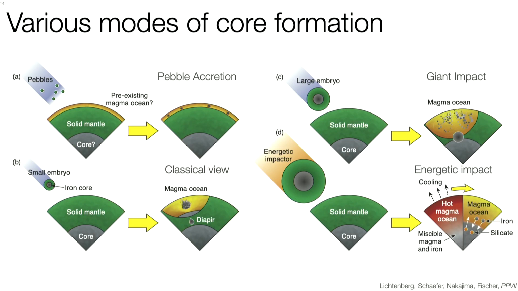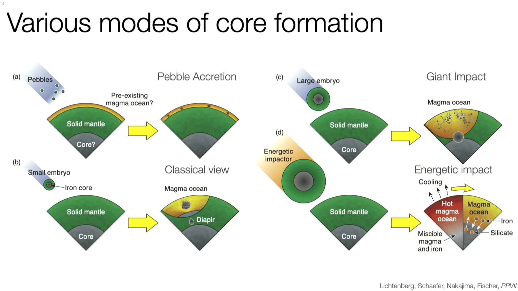And so far, we talked about the very classical view, which is shown in B. But also, here we are showing various modes of core formation scenarios. In A, we are considering the pebble accretion scenario. If there was a pre-existing shallow magma ocean, and if the pebble accretion didn't provide enough heat, then pebbles may just experience metal-silicate equilibration at the relatively shallow magma ocean.